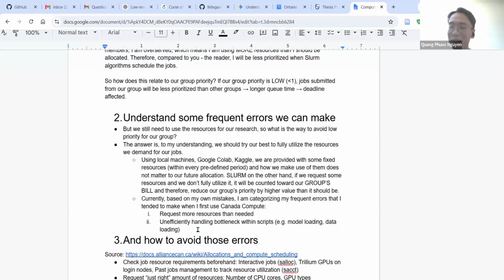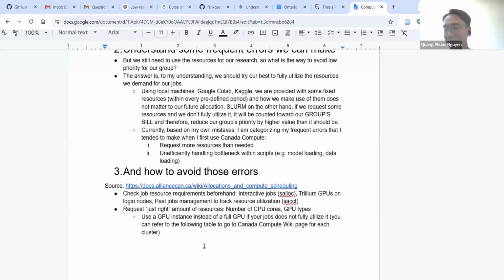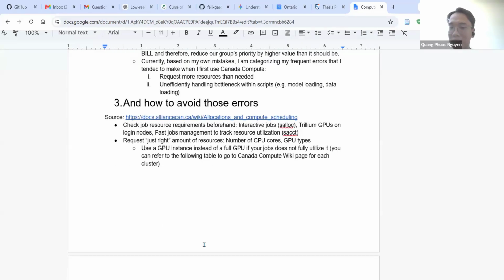And also the same case applies to dataset loading. So how do we make sure that we make use of the correct amount of computing resources and avoid bottlenecks? My suggestion would be making sure that you understand the requirements for your jobs before submitting long duration jobs, for example. This can be achieved by using the Trillium login node GPU for debugging your jobs.